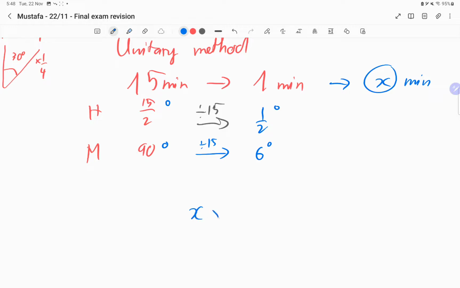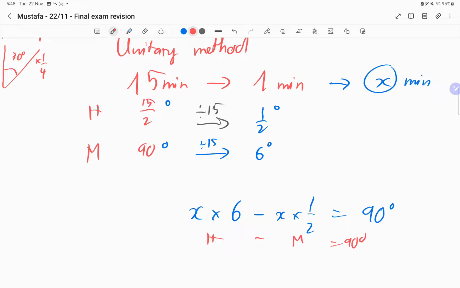So it's x minutes times 6, right? Minus, note that this is a lot smaller, right? So minus x minutes times a half is equal to 90 degrees. Does it make sense? Yeah. So the hour hand minus the minute hand equals 90 degrees.